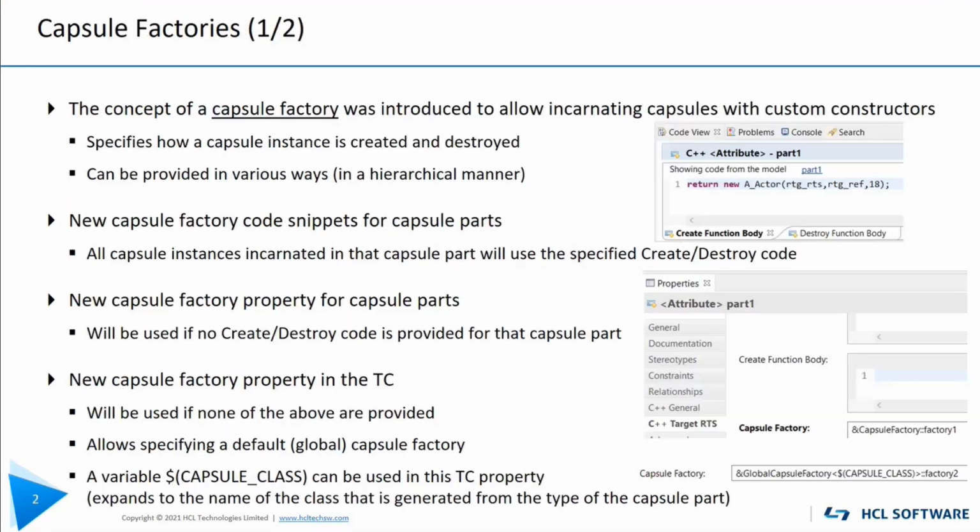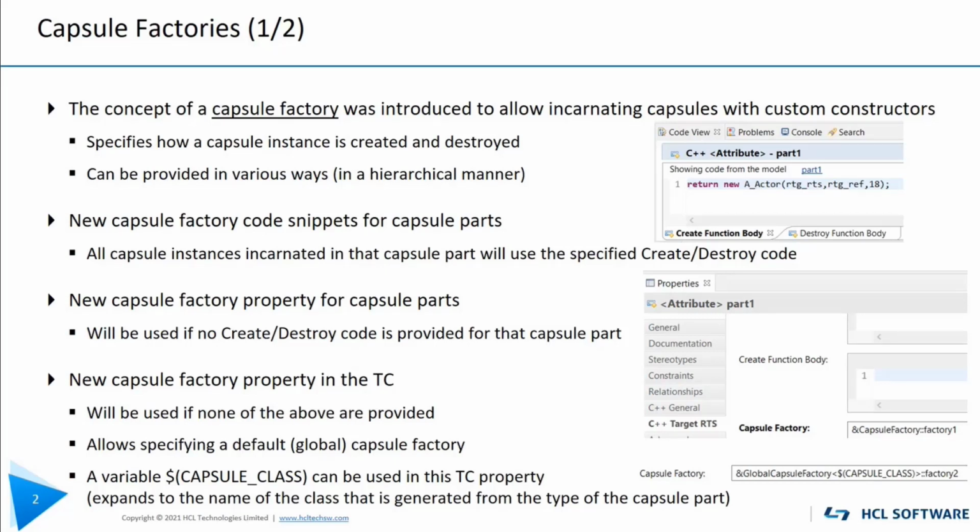So how did this work? Well, the answer is that we need to know about capsule factories to understand how the target RTS can invoke these custom capsule constructors. The concept of a capsule factory was introduced for exactly that purpose, so that we can invoke custom capsule constructors. And the capsule factory specifies two things. It specifies how a capsule instance should be created and how it should be destroyed.